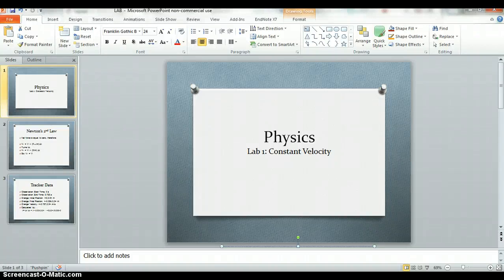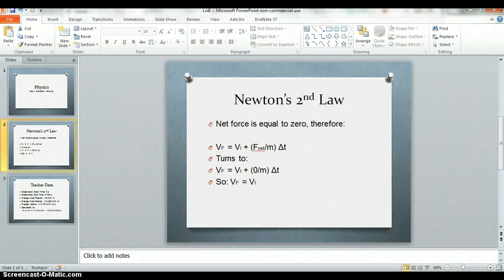In this first lab, I will be discussing the constant velocity of a moving object, Newton's second law. When there is a constant velocity, there is no net force on the object. As you can see here, with Newton's second law, the net force is equal to 0.